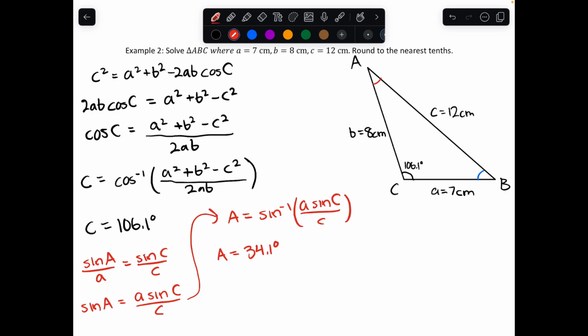Now from here, I can use the law of sines again. It's a pretty quick procedure, but I don't have to. I can actually just do 180 minus the other two angles. So we get that angle B is equal to 180 degrees minus 34.1 degrees minus 106.1 degrees. This leaves us with 39.8 degrees. Writing these in, we have 39.8 degrees and 34.1 degrees. And so we've solved our triangle.